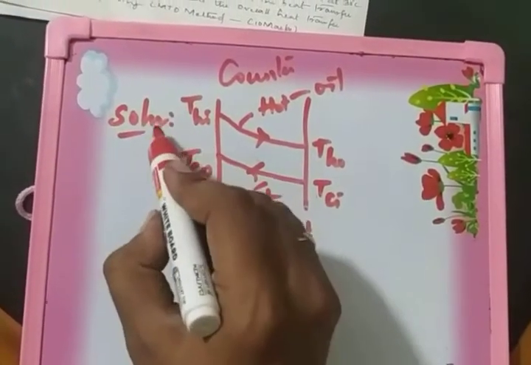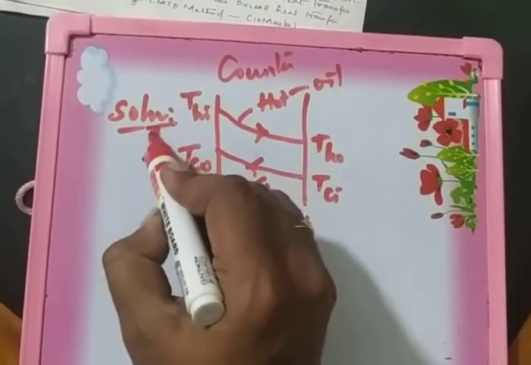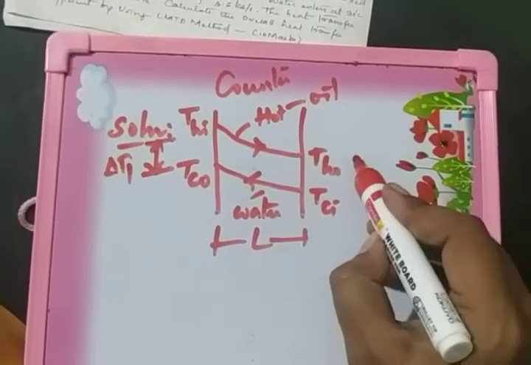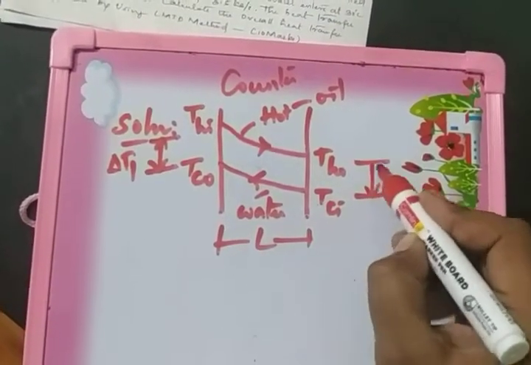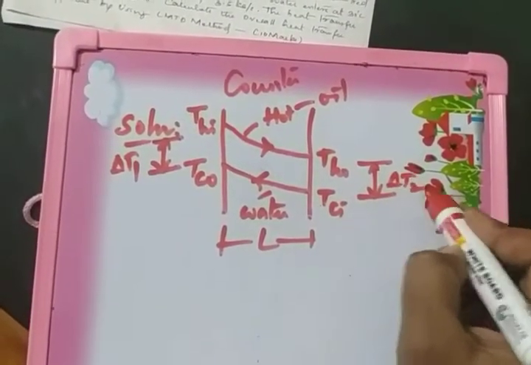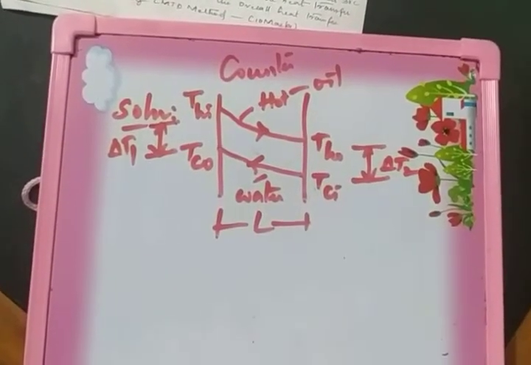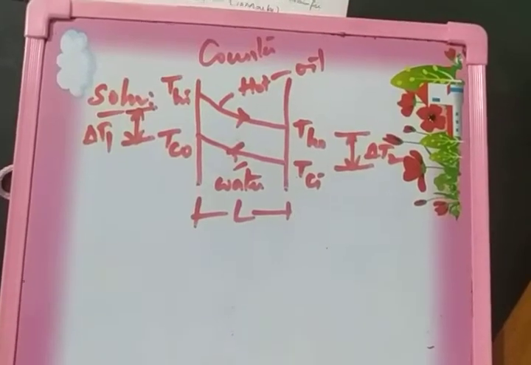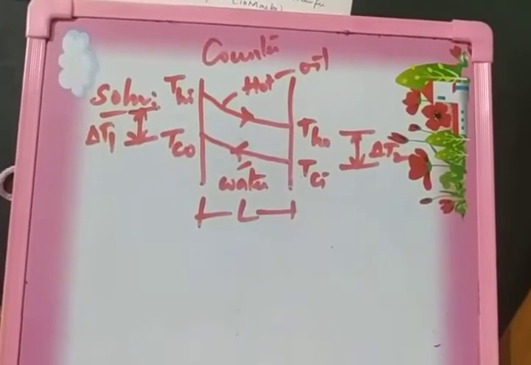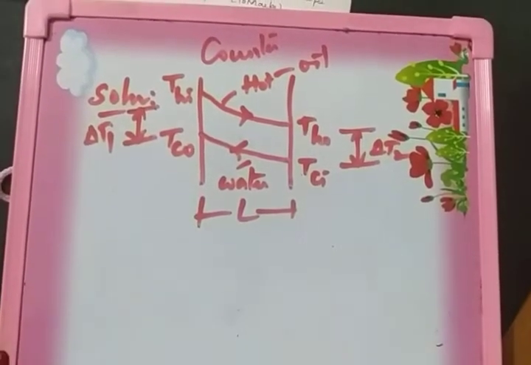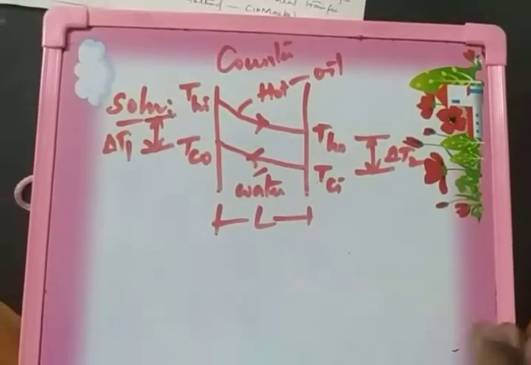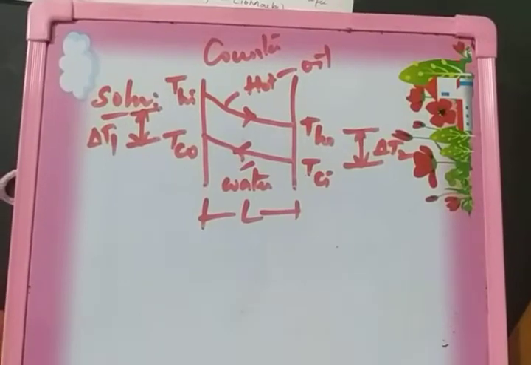Fine. Now the difference between the temperatures at the inlet is our delta T1, and the difference between the temperatures at the outlet is our delta T2. This should always be remembered, and this diagram is always mandatory to be drawn so as to understand and solve the problem correctly. Fine. Now with this as a background, let us proceed with the solution.